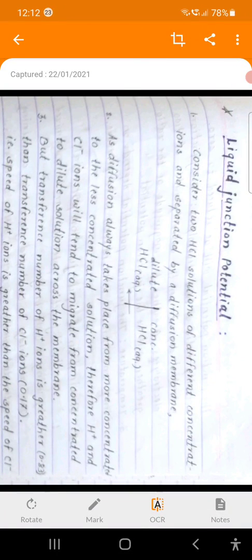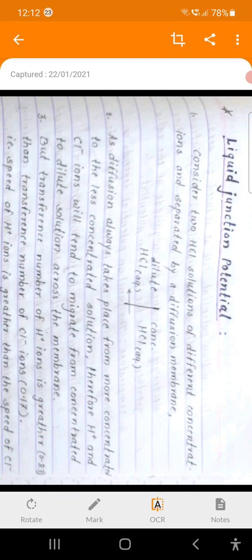Hello, we here discuss the last point from your electrochemistry unit, that is liquid junction potential, or simply known as junction potential. It is represented as EJ, capital E subscript J.